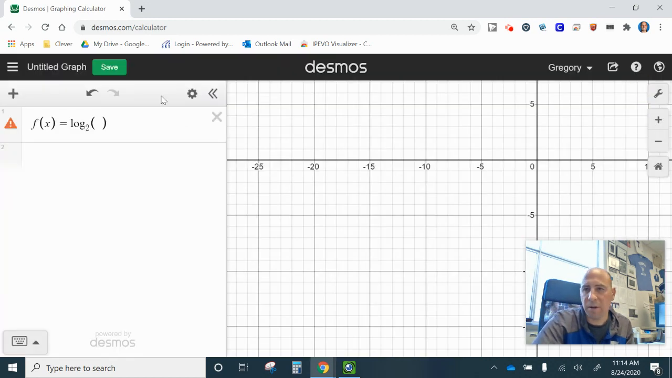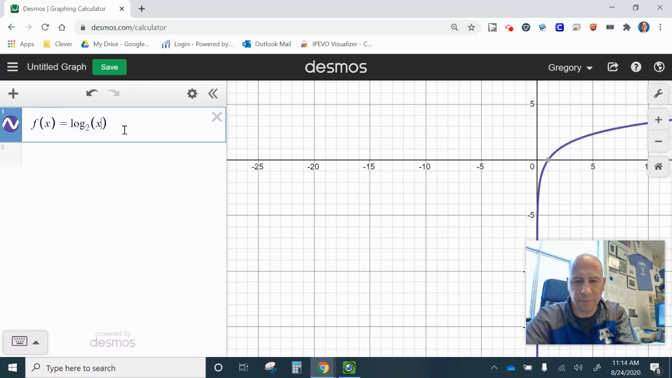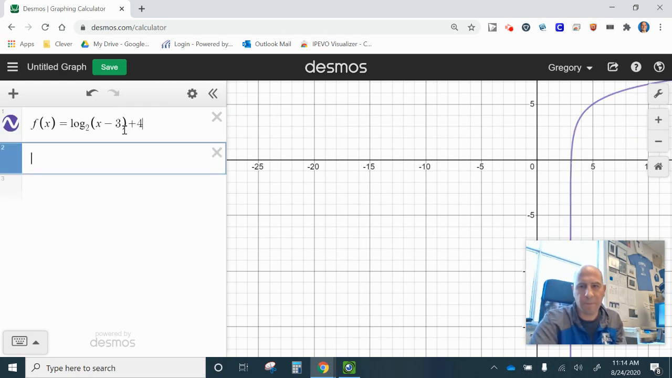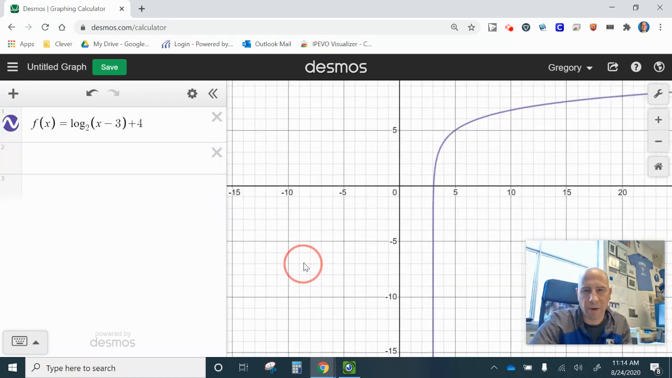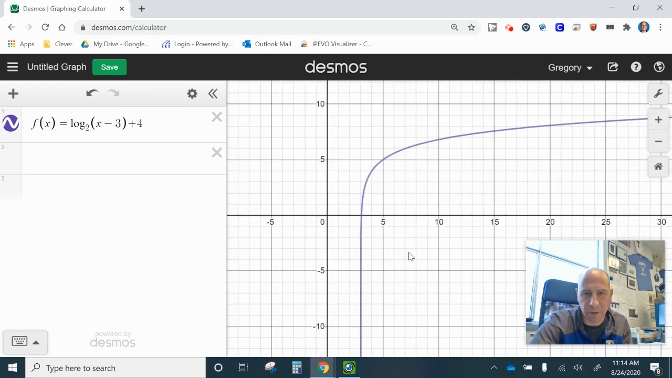All right. And then that's log base of x minus 3. Click to the right, plus 4. All right, and move the graph over so we can see it. So we're going to find some points.